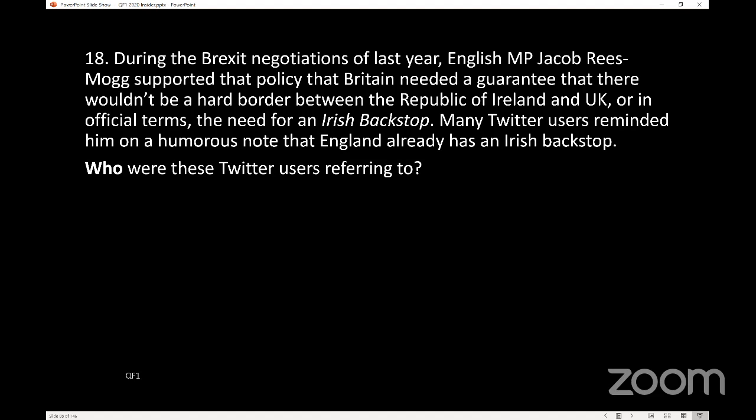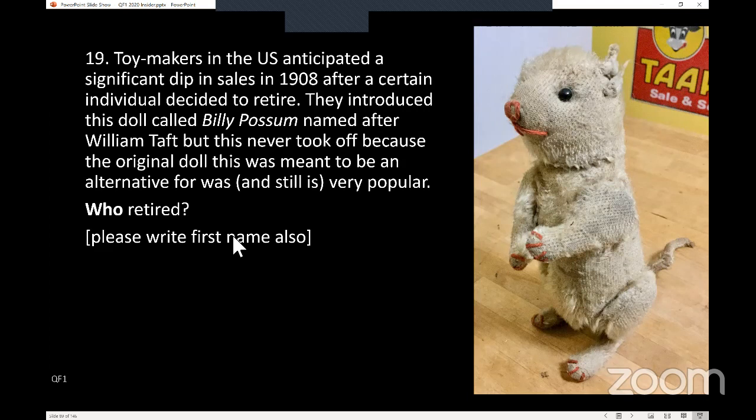All right, if there are no questions, we go to question 19. The penultimate question of the quiz. Toy makers in the US anticipated a significant dip in sales in 1908 after a certain individual decided to retire. So they introduced this doll called the Billy Possum, named after Billy Taft or William Taft. But this doll, the Billy Possum, never took off because the original doll that was named after the person who was retiring, that original doll was very popular and is popular even now. So who is the person who retired in 1908?